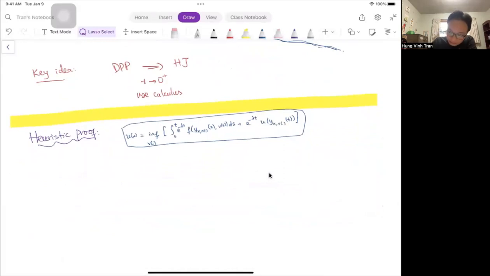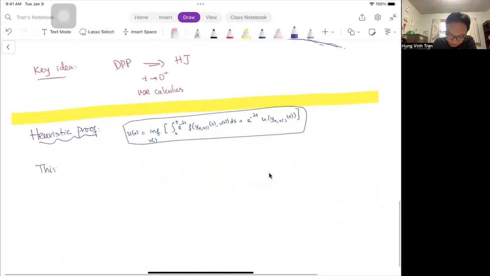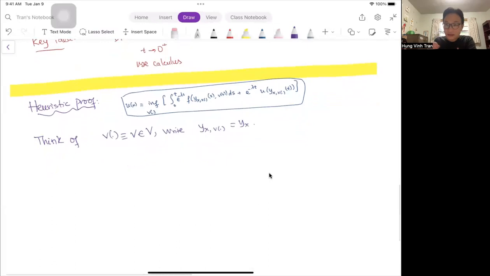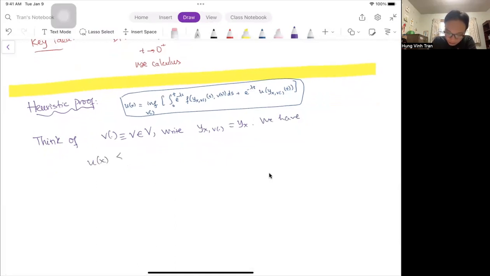So the first direction is, instead of thinking about any complicated control, we can think of our control as just a fixed control. Okay, so I don't change the control, just fix it to be a value in V. And let's write y_x^V to be just y_x for simplicity. Then for each of these simple controls, because the right hand side is supremum, I would have u(x) is less than a particular choice of my control.